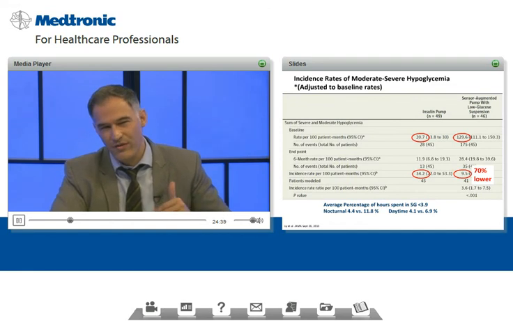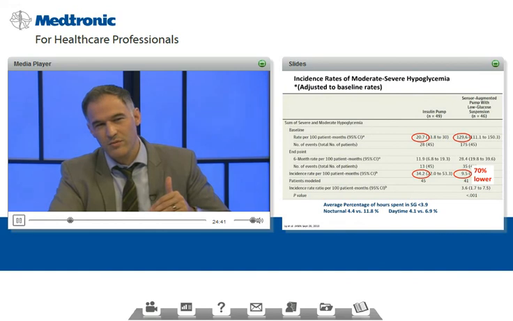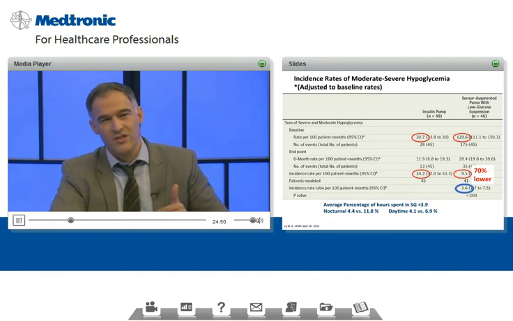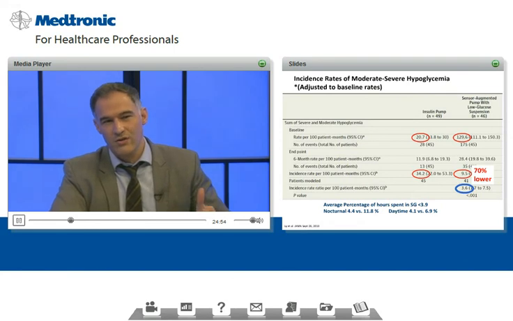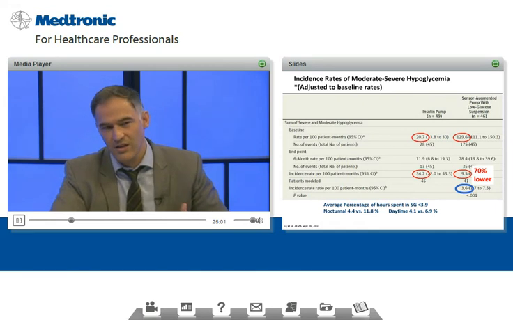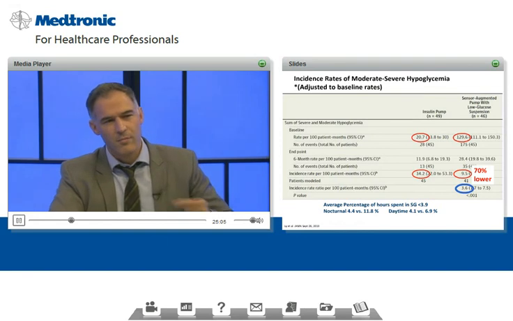Now, the actual number of events weren't so different between the groups, but when you adjust for the fact that we had a much higher risk group in the low glucose suspend, it's a lot lower. And so you could summarize by saying that someone on low glucose suspend, rather than standard sensor-augmented pump, would be, over 6 months, 3.6 times less likely to have moderate to severe hypoglycemia. And the proportion of hours spent in hypoglycemia was much less as well.